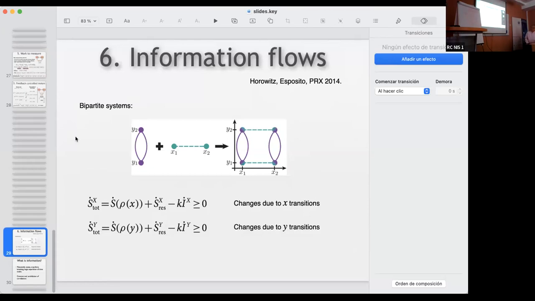It is summarized in this slide. The theory that I want to just briefly show you is by Jordan Horowitz and Massimiliano Esposito in this paper in 2014. The concept of information flows was introduced by an Armenian physicist, Armen Allahverdyan, and Gunther Mahler, in 2009. But there are more results in this paper.